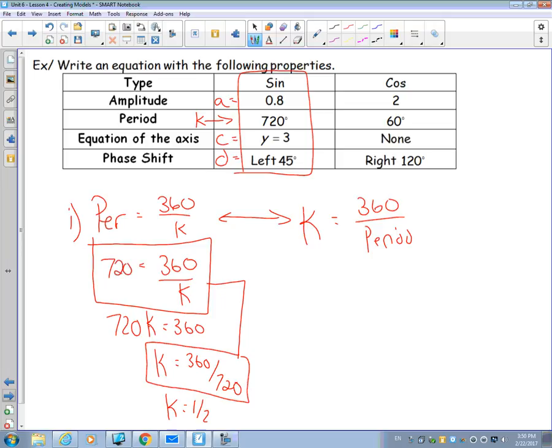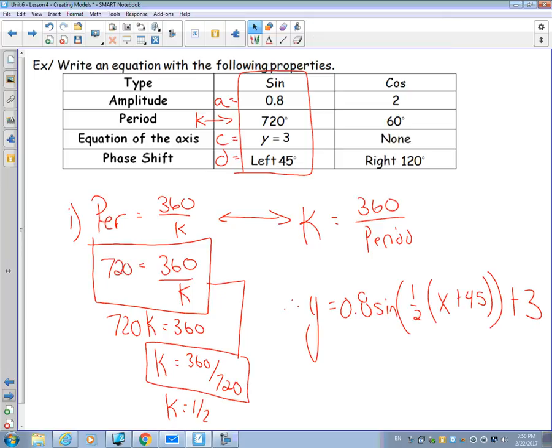If we have all those parts and pieces, we can put our equation in order. Y equals A, my amplitude. I was told it was a sine curve in the question. My K value, we figured it was 1/2. Okay, a second bracket for my left and right. It's left 45, so I'll put it as a plus. And my central axis says 3, so it's gone up 3. And there's our equation. Nice and quick.